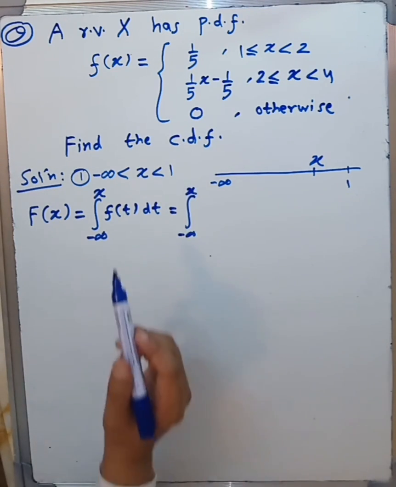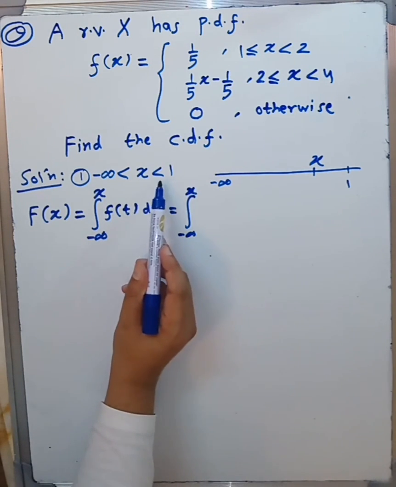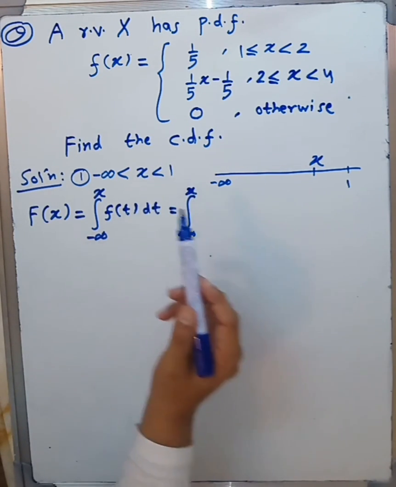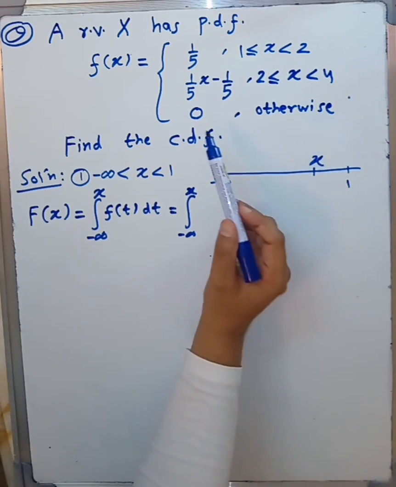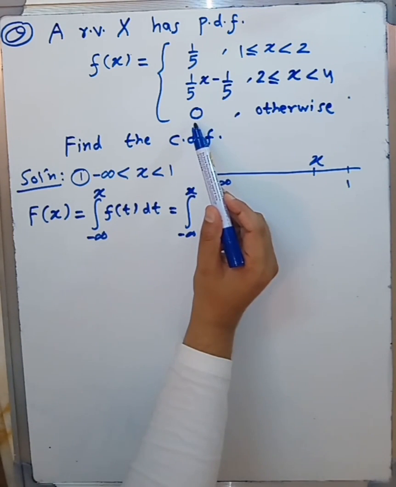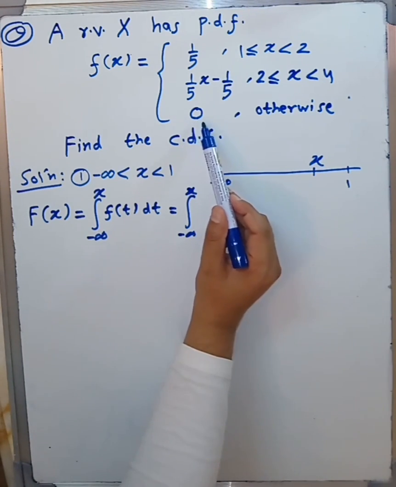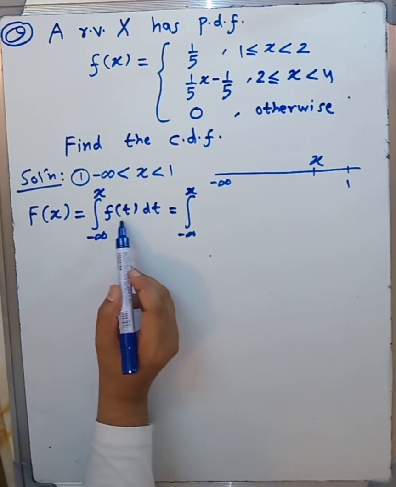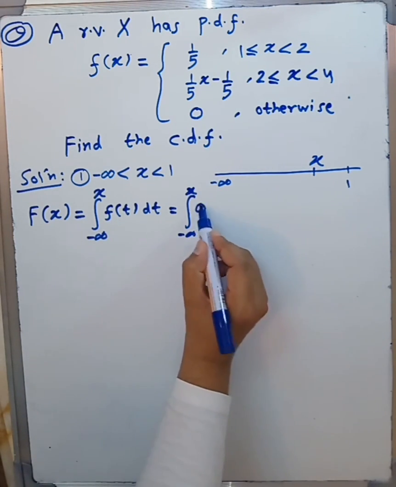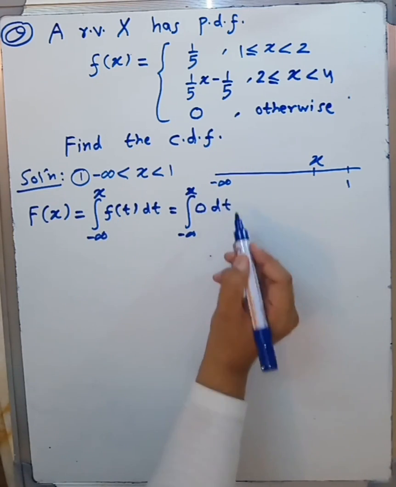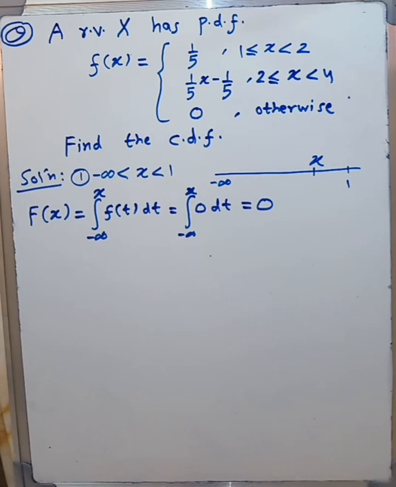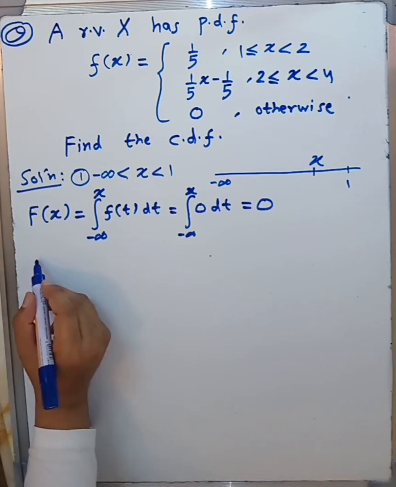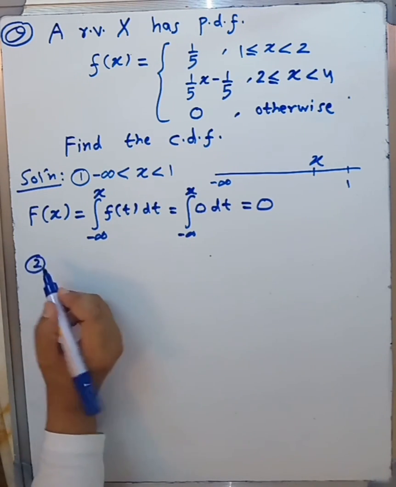And because x is less than 1, it falls in this category. So the value of the PDF will be 0. So this f(t), the PDF, becomes 0. And integration of 0 will give us 0. So the first part is done. Let us go to the second piece.